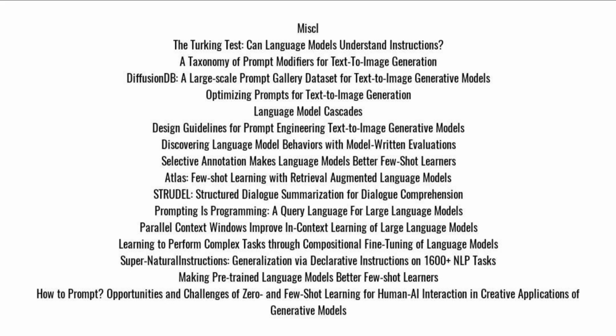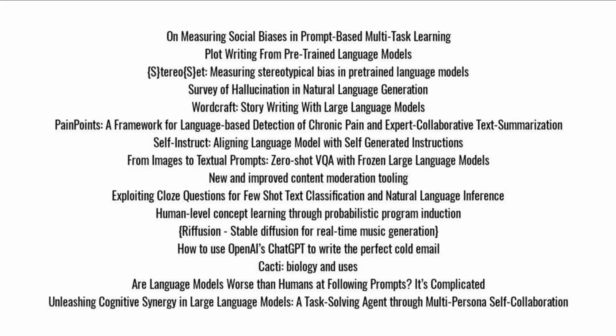How to prompt: opportunities and challenges of zero and few-shot learning for human-AI interaction in creative applications of generative models. On measuring social biases in prompt-based multitask learning. Plot writing from pre-trained language models. StereoSet: measuring stereotypical bias in pre-trained language models. Survey of hallucination in natural language generation. Wordcraft, story writing with large language models.